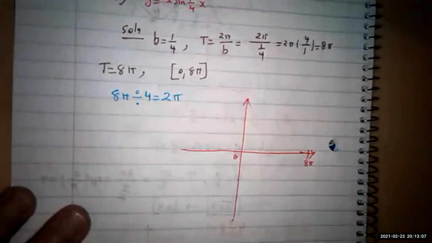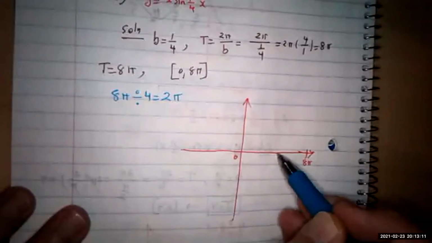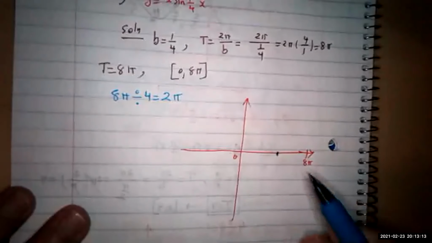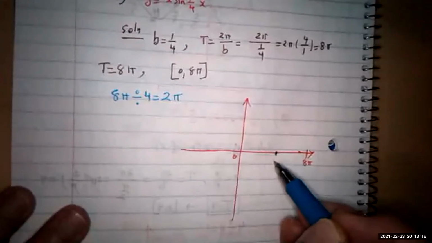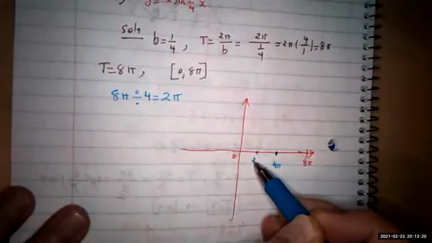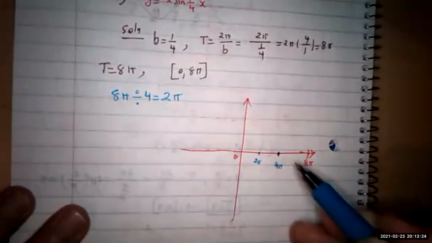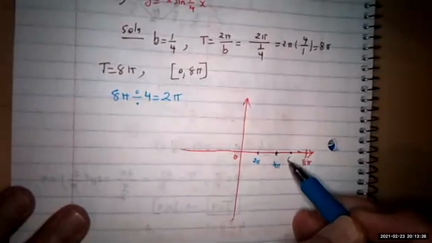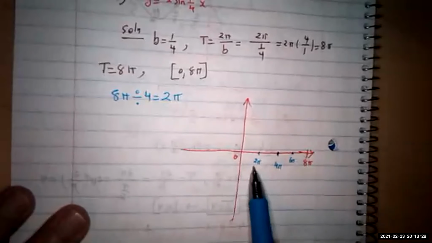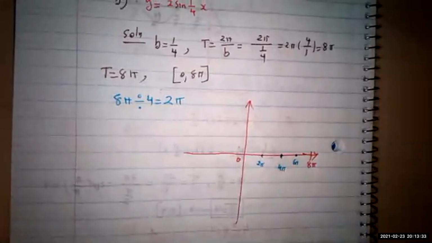Again, you have to partition it, dividing into 4 parts. You divide it by 2, so that gives you 4 pi. You divide by 2 again, so that gives you 2 pi. So it's 2 pi, 4 pi, 6 pi. So we have 0, 2 pi, 4 pi, 6 pi, 8 pi. Those are the 4 important intervals that we are interested in. Any question?